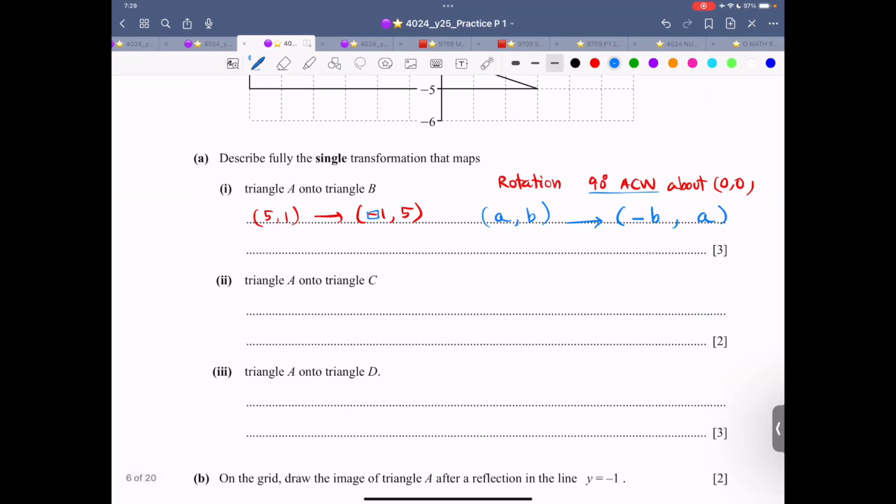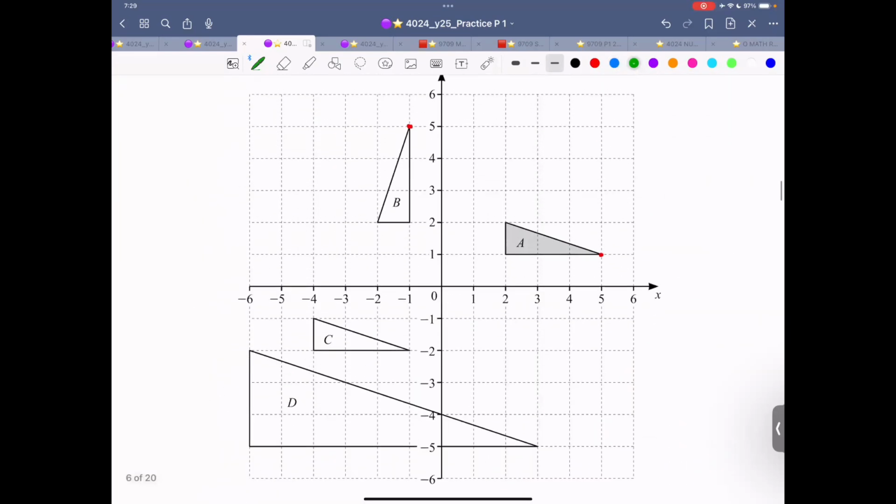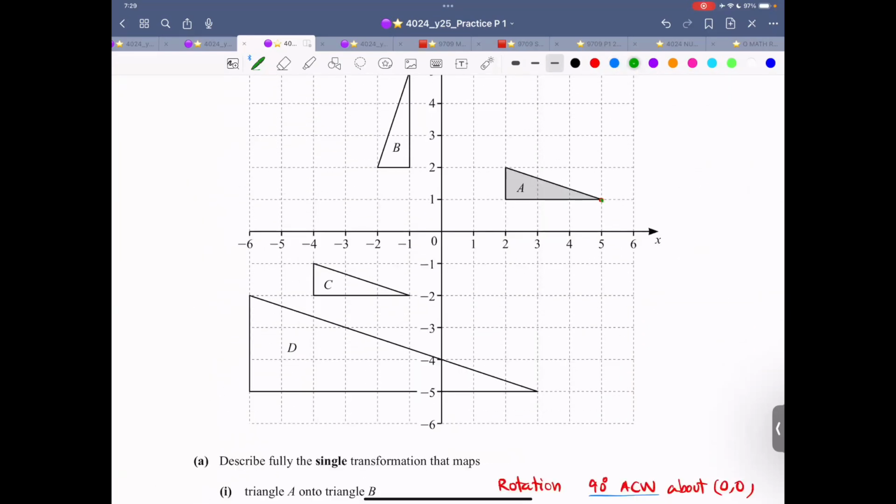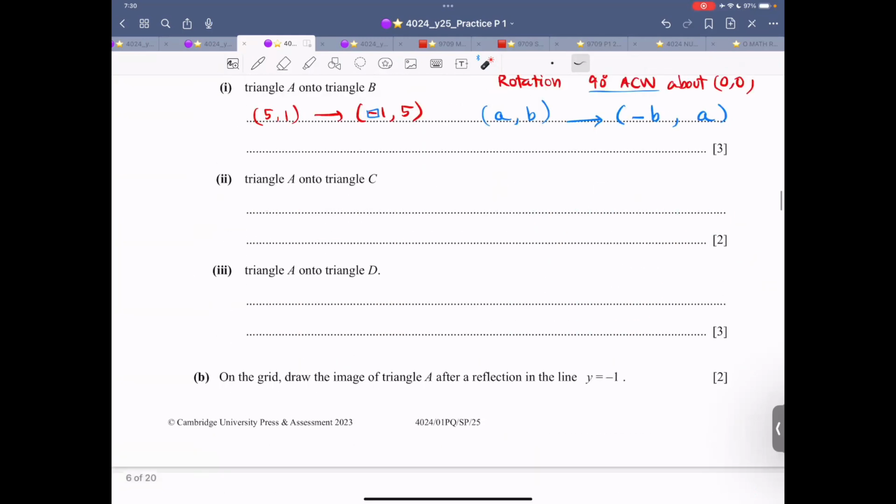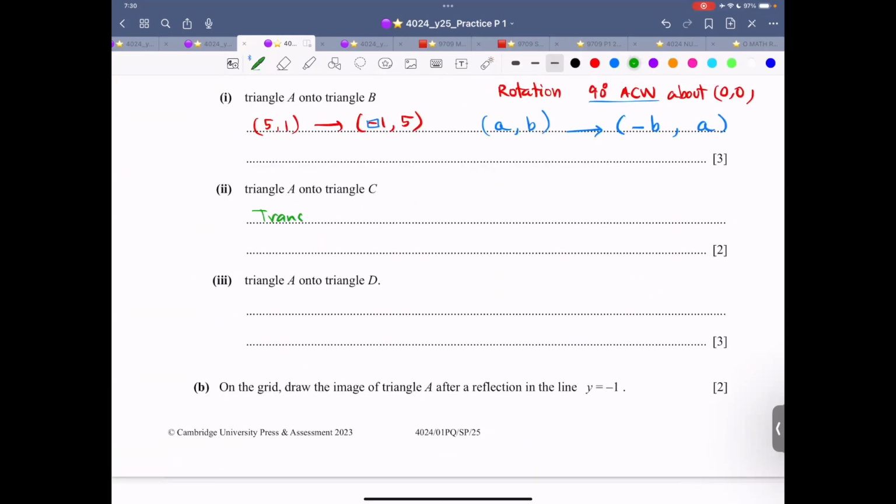Now, what is the next one? That is triangle A onto triangle C. This looks like a translation because it is like shifting this way and this way. So just do the counting. 1, 2, 3, 4, 5, 6 in this line. So 6 units left, and then 1, 2, 3 units down. So I can write it directly. It's a translation, 6 left, 3 down. Therefore, the translation vector is (-6, -3).